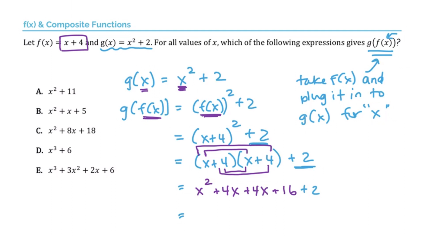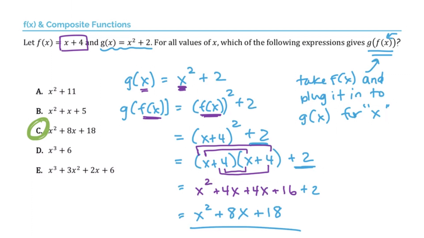So for our final answer, we're going to review how to combine like terms. Take everything with an x squared and combine it. We just have the 1. Take anything with an x and combine it. 4x plus 4x is 8x. Take anything that's just a number and combine it. 16 plus 2 is 18. So our final answer is x squared plus 8x plus 18, which is C.